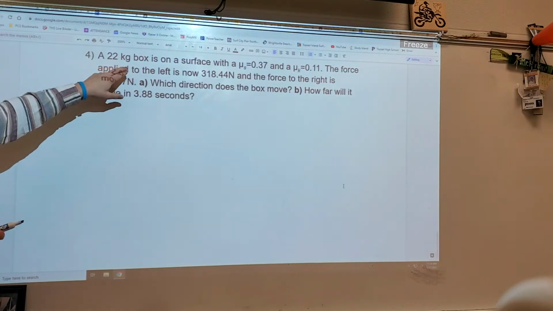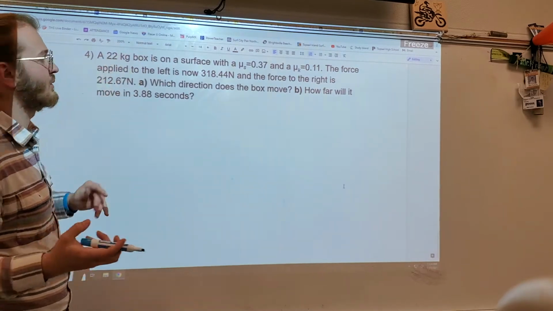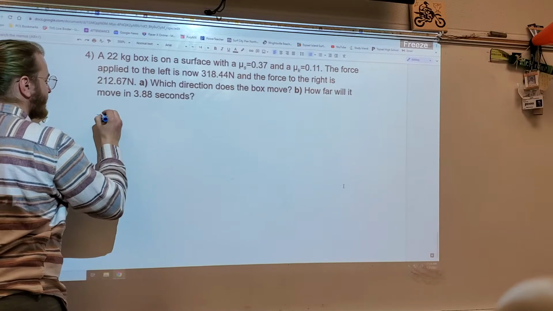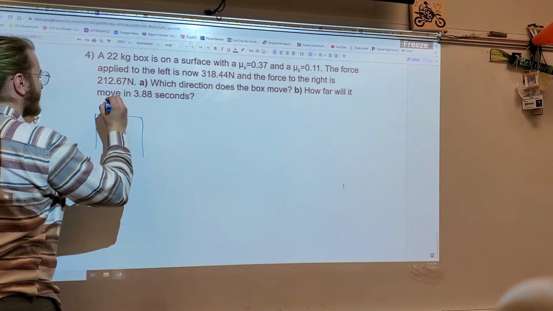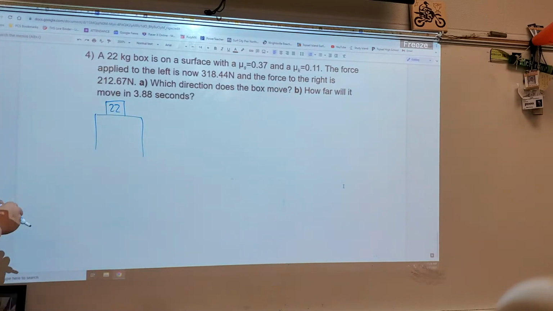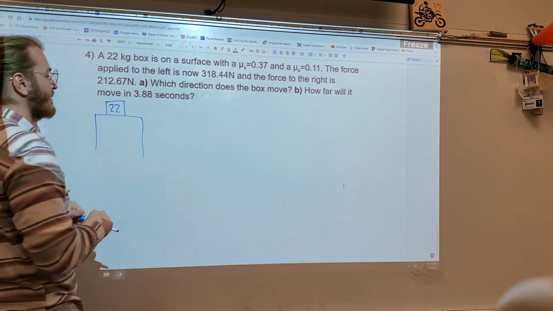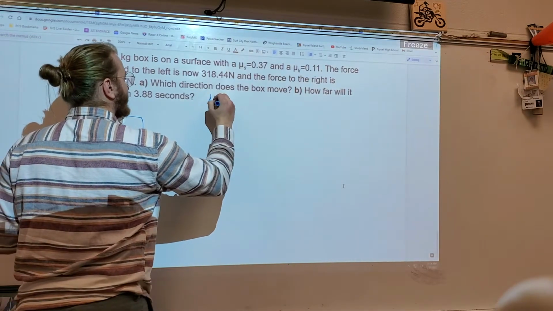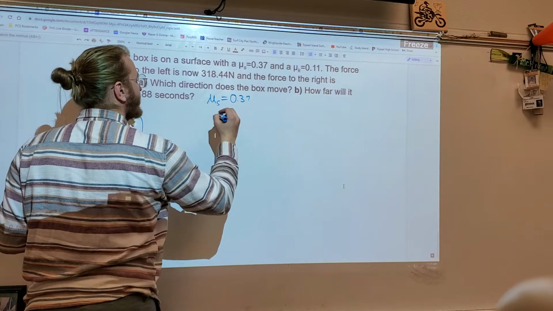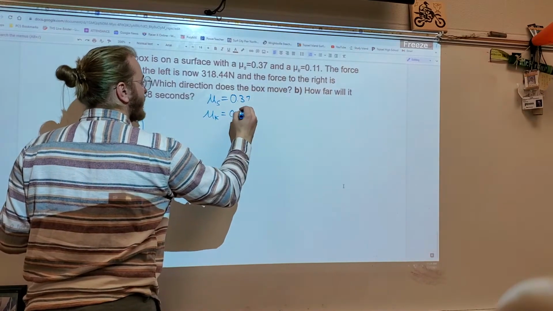A 22 kilogram box is on a horizontal surface, which is what we're dealing with. Right away we can freeze frame this and draw a picture. 22 kilograms, surface. The mu-s and the mu-k are given to us. So our mu-s, our coefficient of static friction, is 0.37, and our mu-k is equal to 0.11.